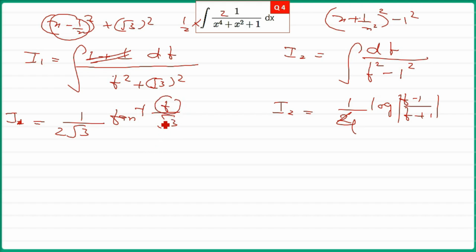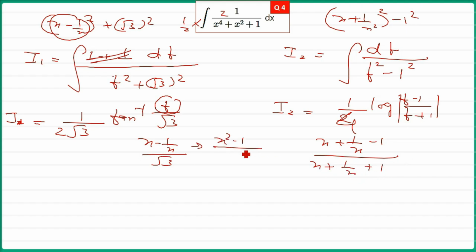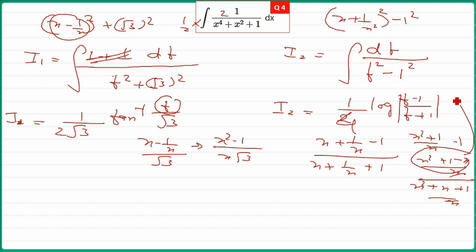But now we have to replace t also. In the first part, we have taken x minus 1 by x as t. It's taking the tan inverse inside term, and here also taking the inside term of log. So we took x plus 1 by x as t, so t minus 1, t plus 1 will form like this. So the left part will become x square minus 1 by x into root 3, which is inside tan inverse. And what is inside log? It will be x square plus 1 by x minus 1. Denominator will be x square plus 1 minus x. So x square plus 1 minus x divided by x, and x square plus x plus 1 divided by x. We can cancel these x. So we'll put it here, and we'll put x square minus 1 divided by x root 3 inside tan inverse.